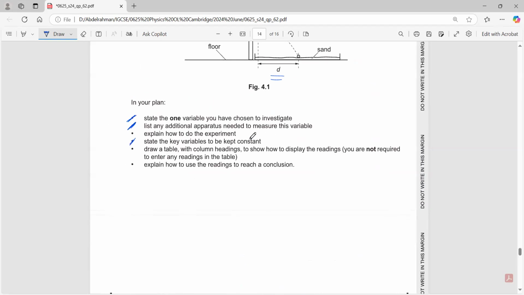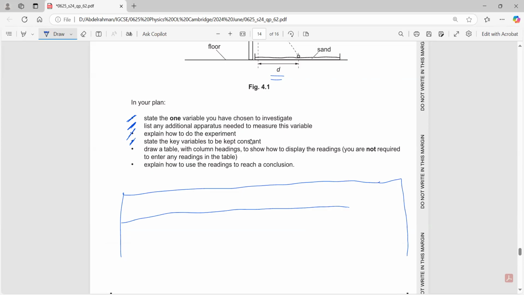Can I draw a table? Yes, I can draw the table with the independent variable and the dependent variable. With the independent variable, we have the mass of the ball in grams, and we have the distance in centimeters. So this is the table we need.